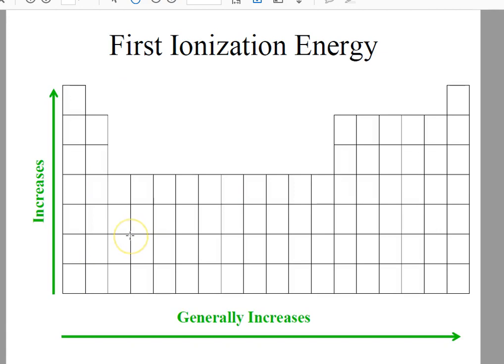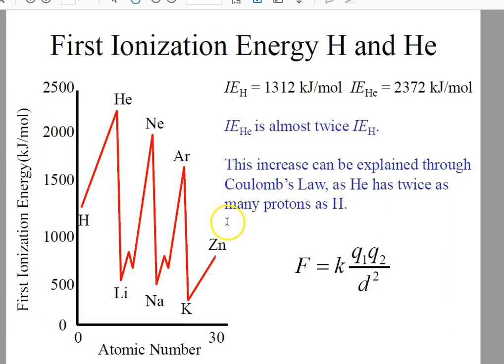So here's the general trend on the periodic table. The ionization energy generally increases as you move across and decreases as you move down, or increases as you move up. Either way you want to say that. So why is that? First, let's compare hydrogen and helium. We said it increases as you move across the periodic table. So hydrogen's electrons are easier to remove than helium's.